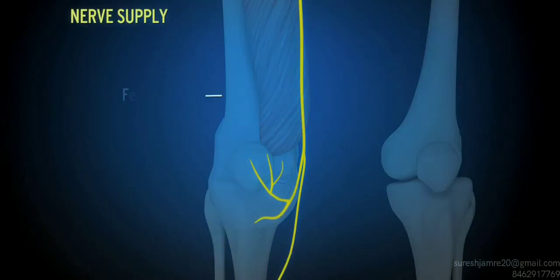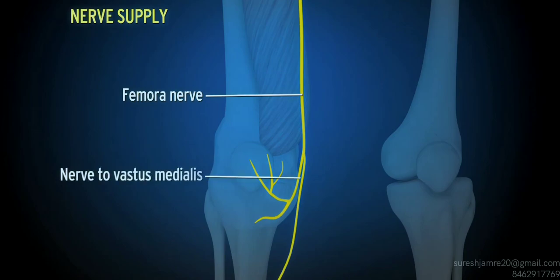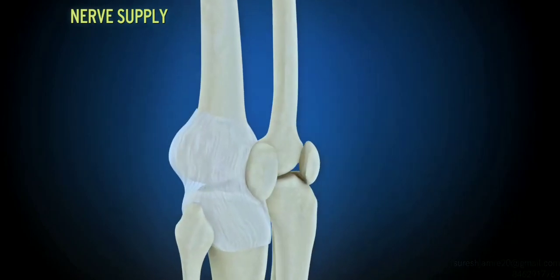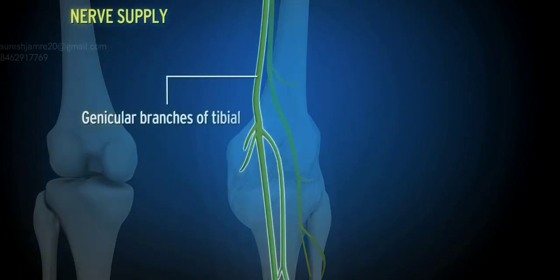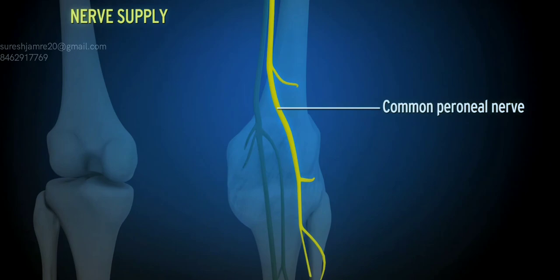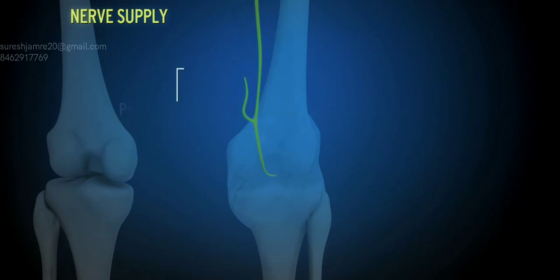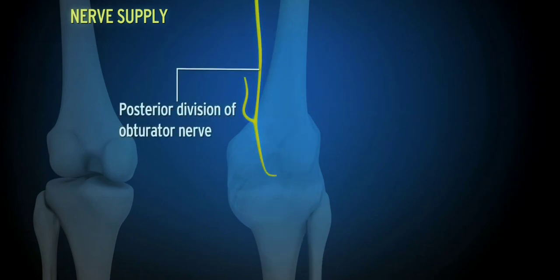Nerve supply. Femoral nerve through nerve to vastus medialis. Genicular branches of tibial and common peroneal nerve. Posterior division of obturator nerve.